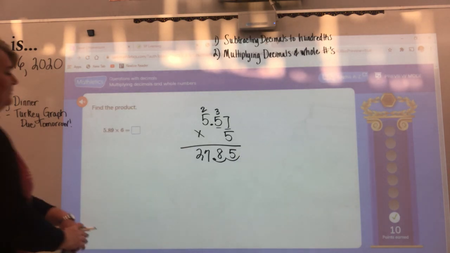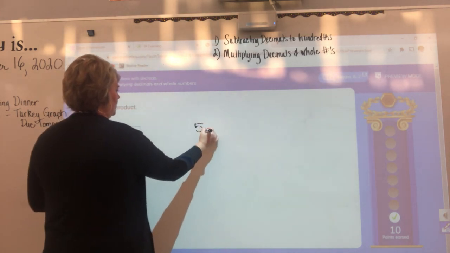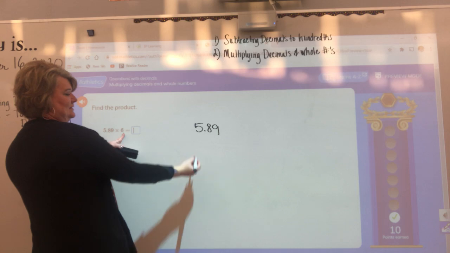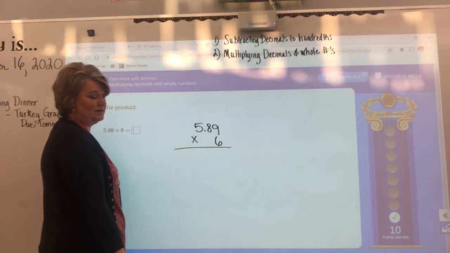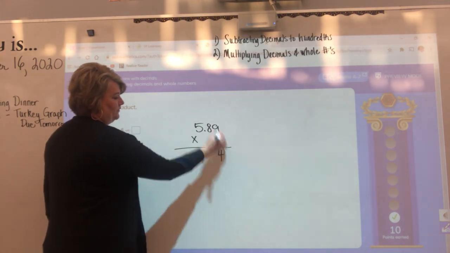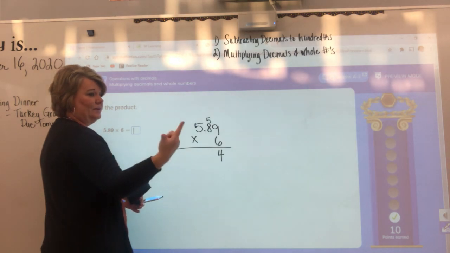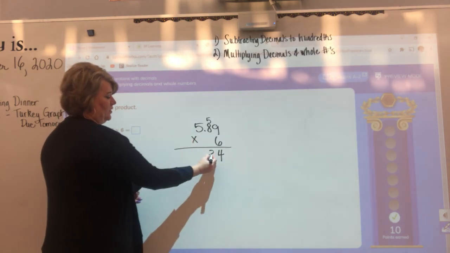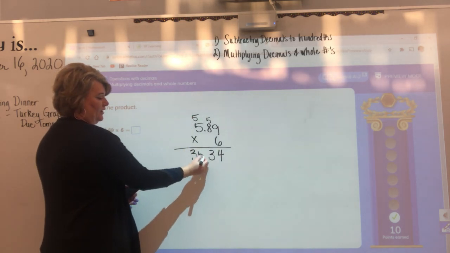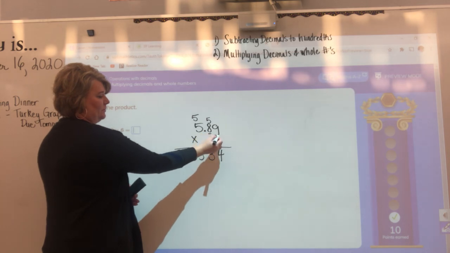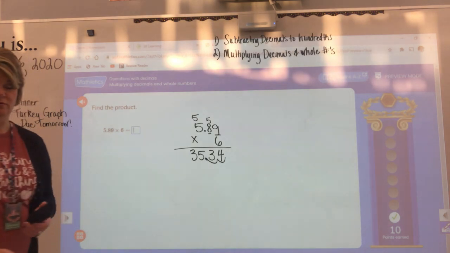And this is basically the same exact thing. I'll do this one for you, but it's the exact same way. 5.89 times 6. And you just put this 6 right under the 9. It's okay that this 6 doesn't have a decimal. 6 times 9 is 54, carry a 5. 6 times 8 is 48 plus 5, 49, 50, 51, 52, 53. 6 times 5 is 30, plus 5 would be 35. Find your decimal, go to the right, to the right, to the left, and your answer, 35.34.